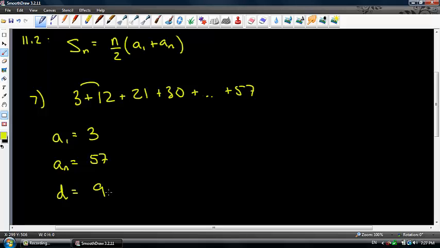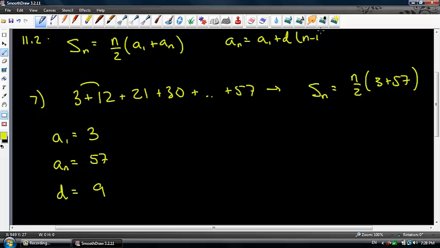Now, why did I need to find d? Well, d is going to help us find our n term, right? Because as of right now, if I was to plug all the information in, it would look like this: s sub n is equal to n divided by 2 times 3 plus 57. So I'm missing this n right here. So I need to be able to figure it out. So we need to go back to our sequence formula from before, which was a sub n equals a sub 1 plus d times n minus 1. So I hope you're able to follow that so far. I had to pull this formula up in order to find out what n is.